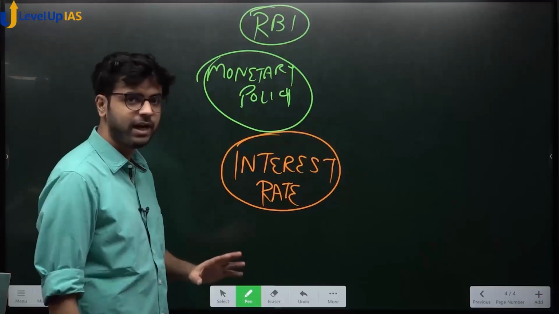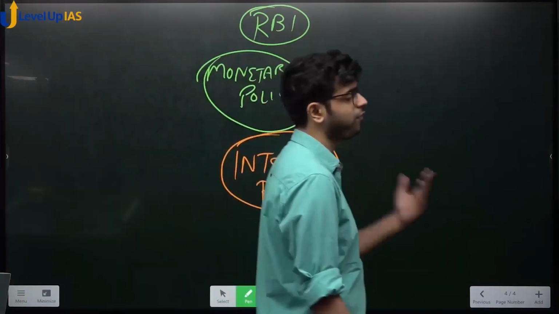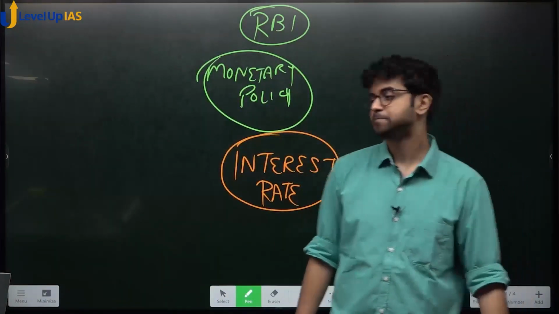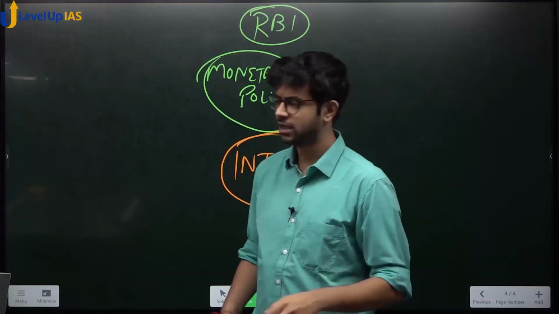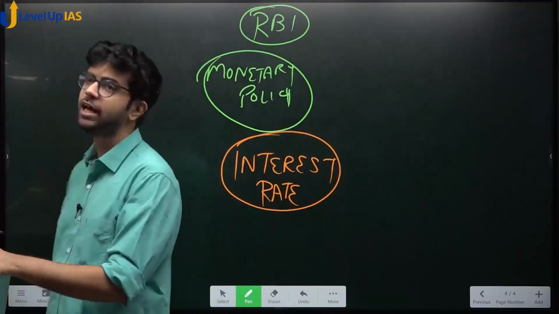ठीक है? समझ में आ रहा है? Interest rate of an economy, or interest rate of money in the economy. ठीक है? Are you understanding? Right? It controls the interest rate in the economy.